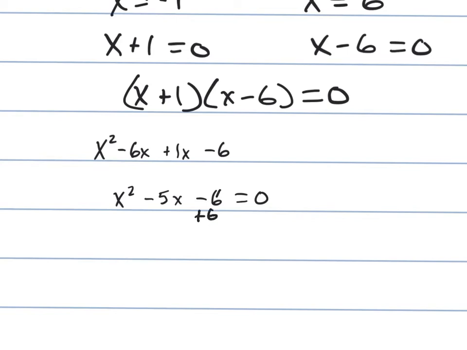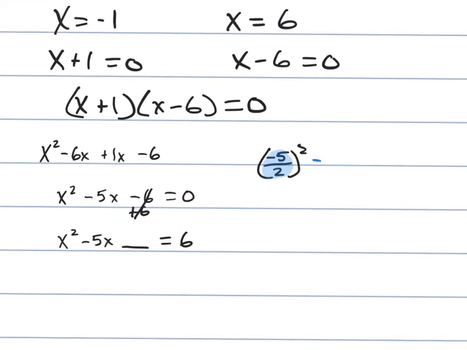Add 6. We need to make ourselves that little gap there. And we get x squared minus 5x. There's our little gap. What am I going to do? Negative 5 over 2. Okay, I'm just highlighting that blue so everybody knows where I get my number from in a minute. When I square the top, I get 25. When I square the bottom, I get 4. So we get plus 25 fourths plus 25 fourths.